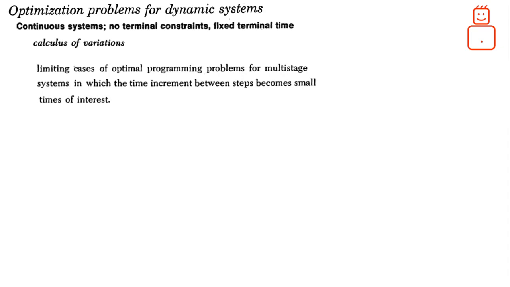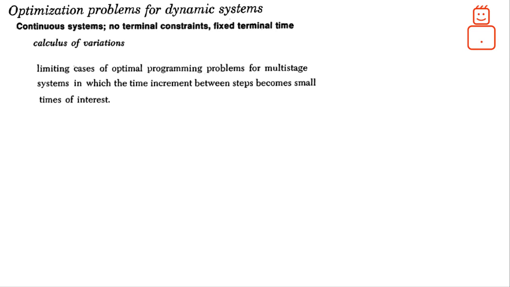In this video, I'm going to deal with optimization problems that are subjected to continuous systems with no terminal time constraints and fixed terminal time. Optimal programming problems for continuous systems are problems in the calculus of variations. I highly recommend watching the video in the description about calculus of variations to have some idea about this important subject. Calculus of variations can be considered as limiting cases of optimal programming problems for multistage systems in which the time increment between steps becomes small compared to times of interest.